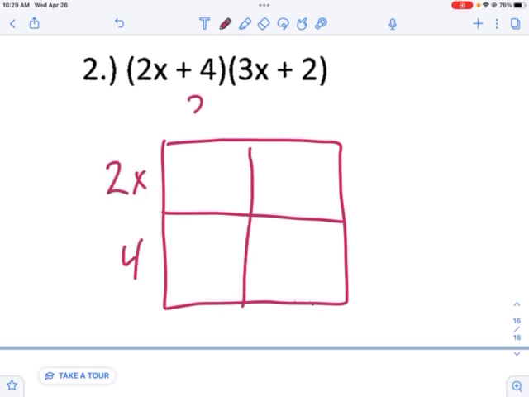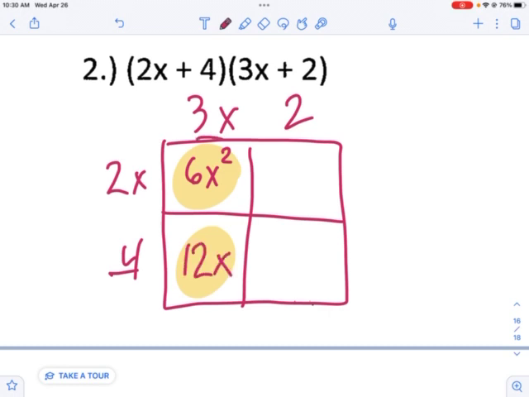2x, 4, 3x, and 2. To come up with this box, I'll do 2x times 3x, and I'll get 6x squared. In this box, I have 4 times 3x, which is 12x. Now this box, I have 2x times 2, which is 4x. And then this box, I have 4 times 2, which is 8.